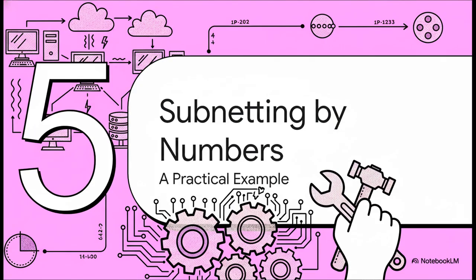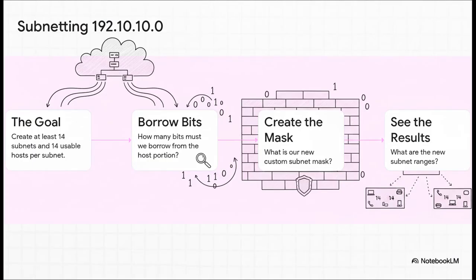And it's pretty cool, right? But to really, really get it, there's nothing better than actually doing it ourselves. So let's roll up our sleeves and get our hands dirty. We're going to design a network from scratch. Okay, here's our mission. We've been given the network 192.10.10.0. The job is to carve this up into at least 14 separate neighborhoods, and each of those neighborhoods needs to have room for at least 14 devices.